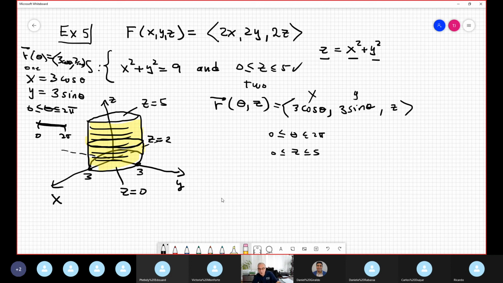Look, if you want to represent this domain in the famous theta-z plane, this is 0, this is pi, and this is 5. And this is my domain. This is my domain over which you end up doing the double integral.